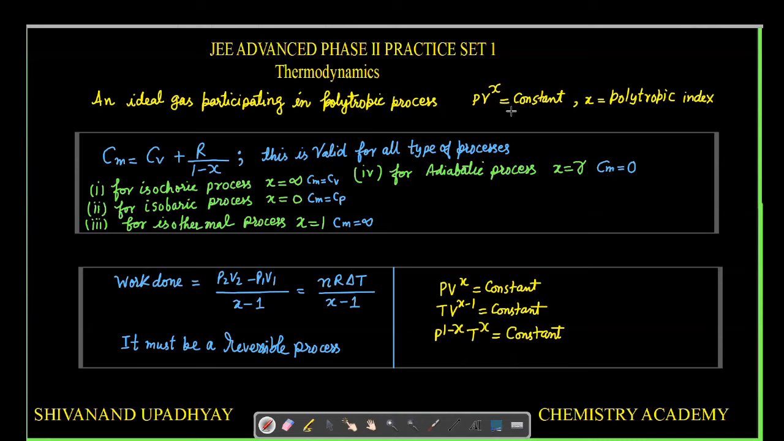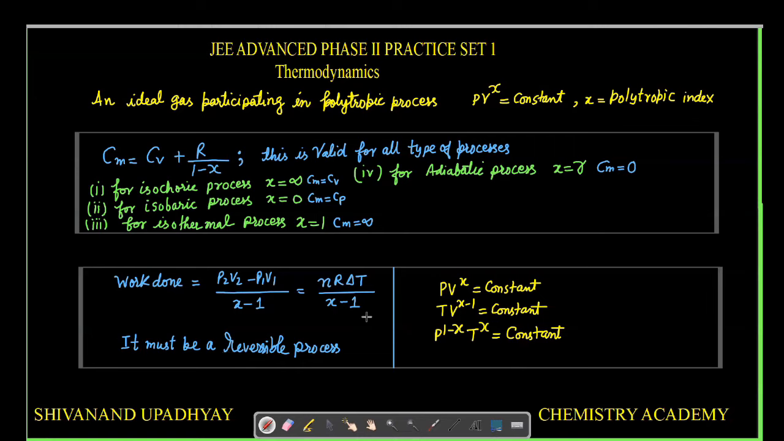And for an ideal gas participating in PV^gamma = constant, adiabatic reversible, we can write that work done is (P2V2 minus P1V1) upon (gamma minus 1). Same here, I can directly write that it is (P2V2 minus P1V1) upon (X minus 1), where X is the polytropic index. Using the ideal gas equation, P2V2 is nRT2 and P1V1 is nRT1. So nR is common, and this is T2 minus T1. So I can also write this as nR delta T upon (X minus 1).